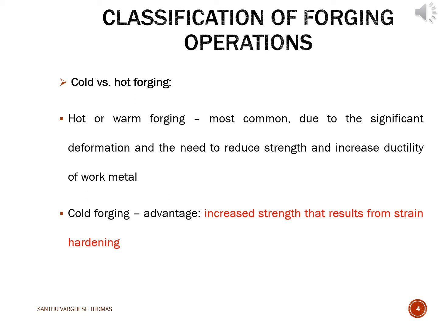Now let's look another classification of forging operation. Forging operation is also classified as cold forging and hot forging. As we all know, hot forging or warm forging operation takes place at elevated temperatures. It increases the ductility of the material, whereas a cold forging occurs at normal room temperature. The main advantage of cold forging process is that it increases the strength that results due to strain hardening process.